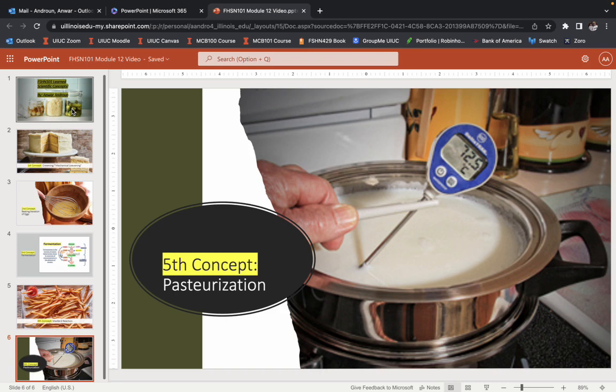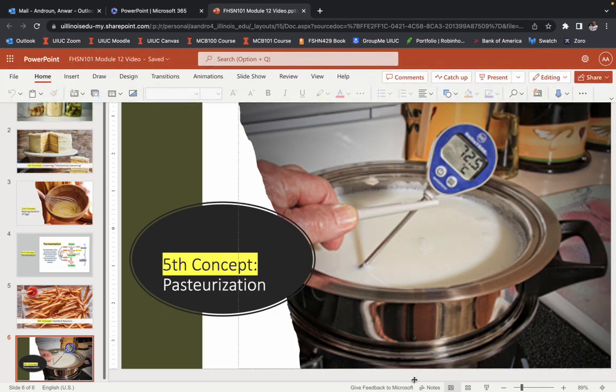Drinking non-pasteurized milk has a high occurrence of diseases in many people, so it's very important for this to continue to be utilized. And yeah, that's the 5 concepts that I've learned in Fission 101.